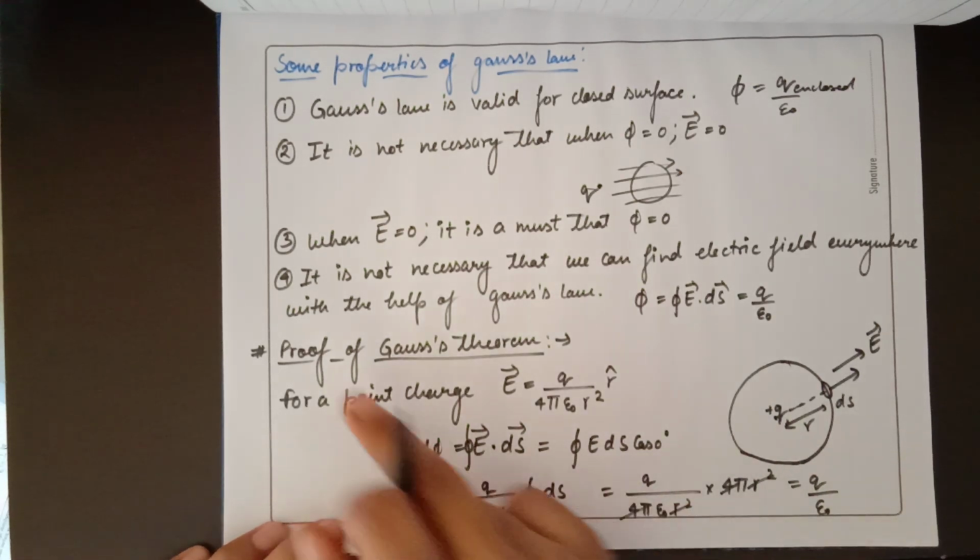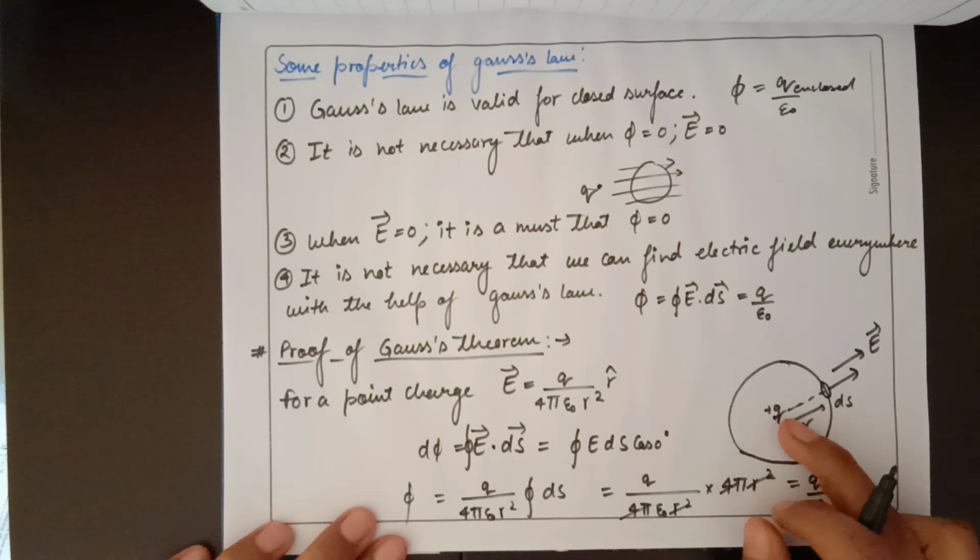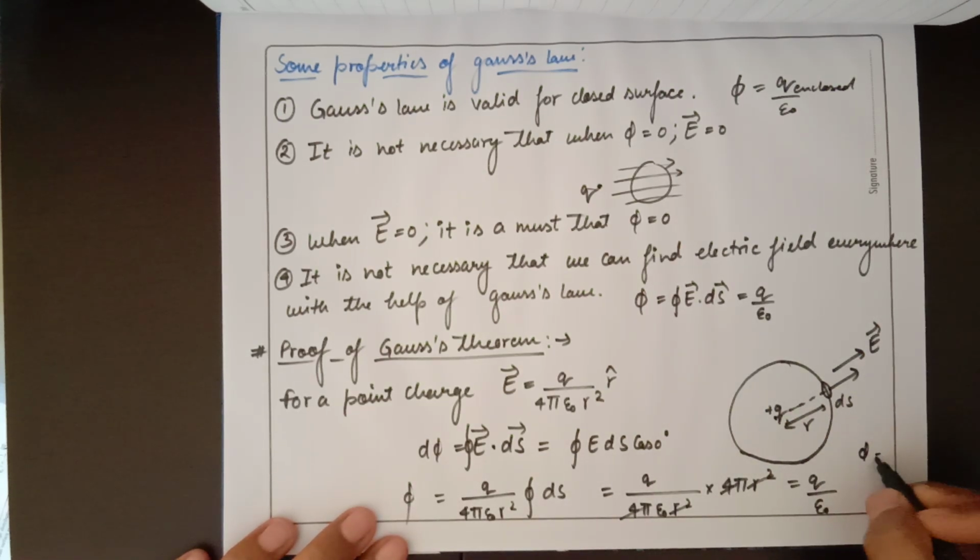So here we have proved our Gauss's theorem with the help of a point charge, that is phi is equal to Q enclosed upon epsilon naught.